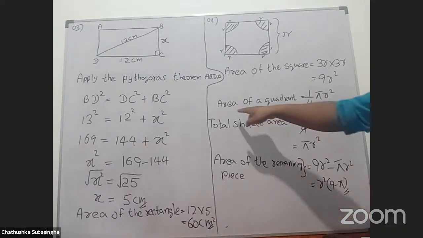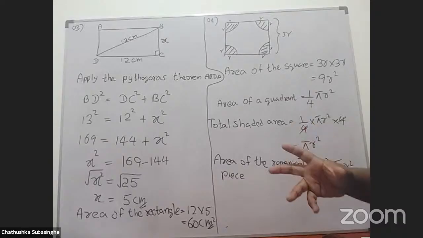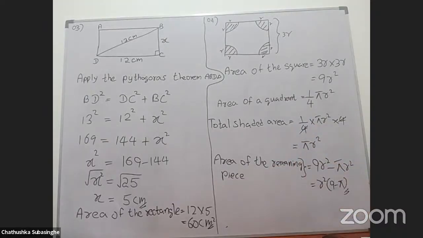So here I wrote area of a quadrant, which means one quadrant. Quadrant means 1/4 of a circle. That's what a quadrant means. If it is a full circle, we can find the area by using the equation pi r square. Since this is 1/4 of a circle, I used 1/4 of pi r square.